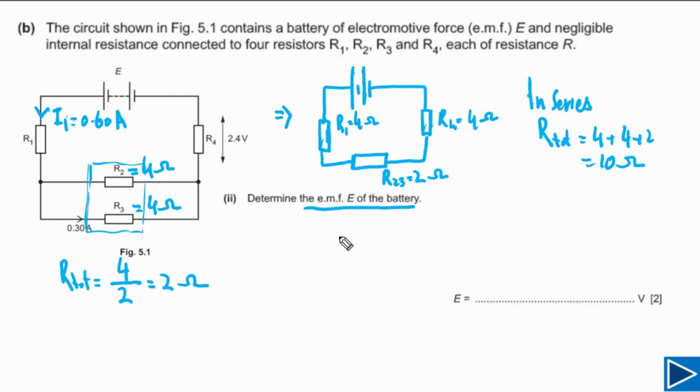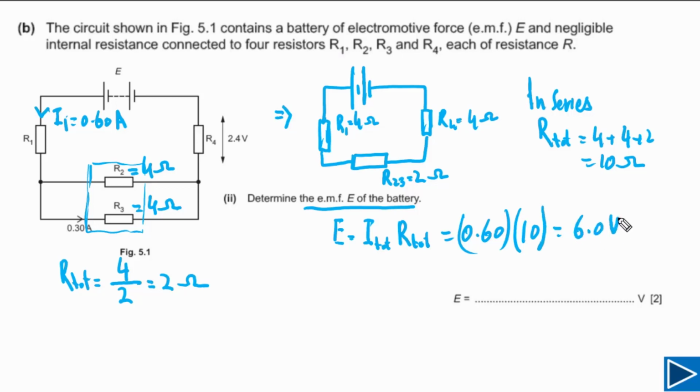Now we need to calculate EMF, so simply we can say EMF is equal to I total, meaning current passing through the battery, times the total resistance of the circuit. Total current passing through the battery is equal to 0.60 amps, and total resistance of the circuit is equal to 10 ohms. So simply this is equal to 6.0 volts, and this is the EMF of this battery.